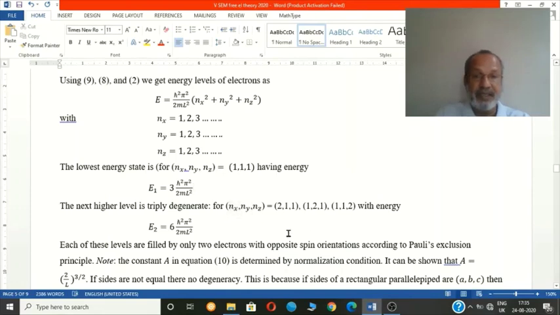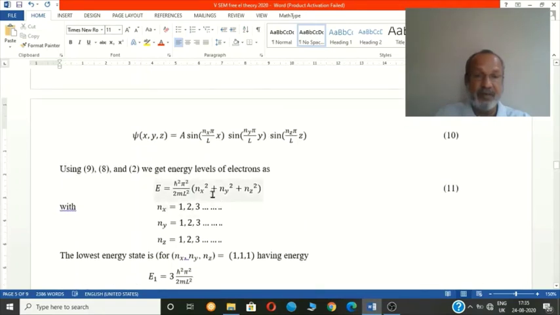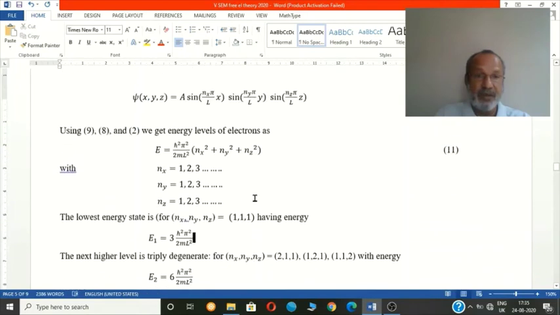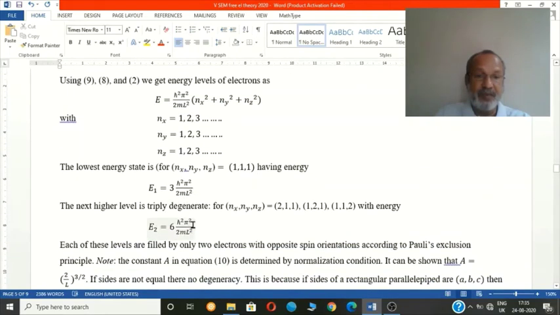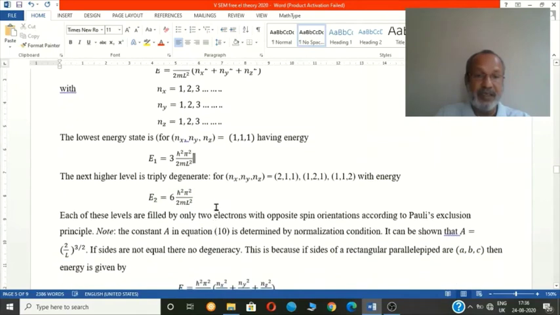Then the next higher energy: there will be three different wave functions for the next higher energy. For nx, ny, nz equal to 211, 121 and 112, we get the same energy because that is equal to 2 square plus 1 square plus 1 square. So 2 square is 4 plus 1 square is 1 and 1. So 4 plus 1 plus 1, 6. So 6 h cross square pi square by 2mL square, that is the next higher energy, and it is called triply degenerate. Because we have got three different wave functions having the same energy.